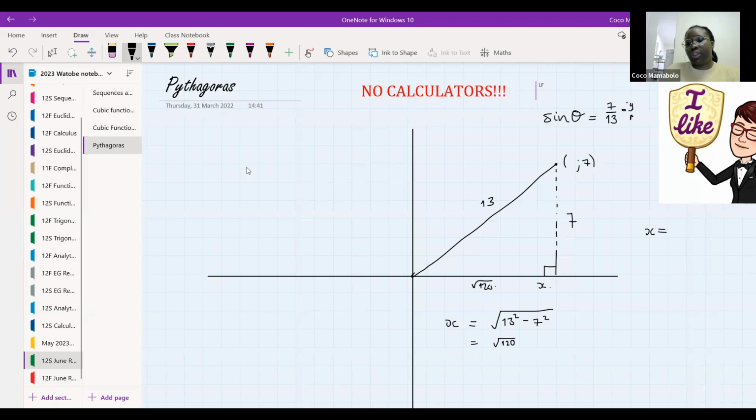Just want to write this over to the side here. 13 squared minus 7 squared is equal to the square root of 120. Okay, all right, so I've already gotten to the answer, Hillary. I think we're a bit late there because I've already gone all the way and gotten the answer. So the square root of 120 is what we would get.